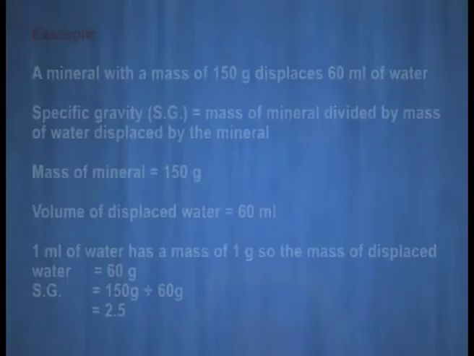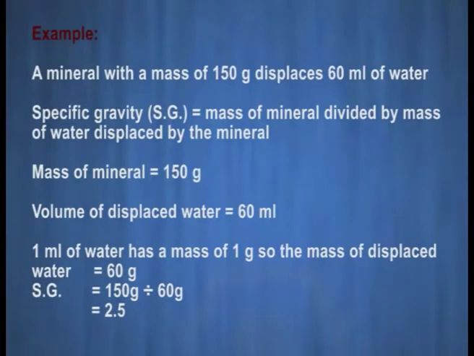Native copper, for example, has a specific gravity of 8.8, whereas the king of metals, gold, has one of the maximum specific gravities of 17. For example, a mineral with a mass of 150 grams displaces 60 milliliters of water. The specific gravity is equal to the mass of the mineral divided by the mass of water displaced by the mineral.